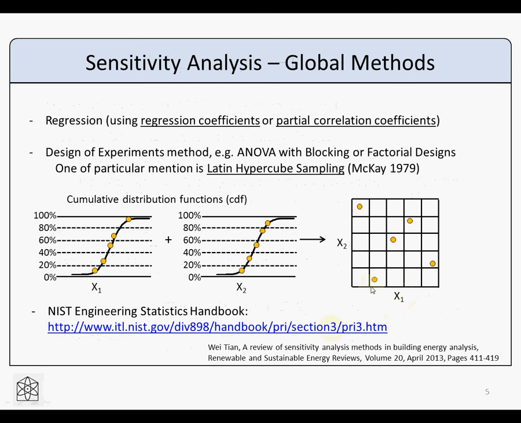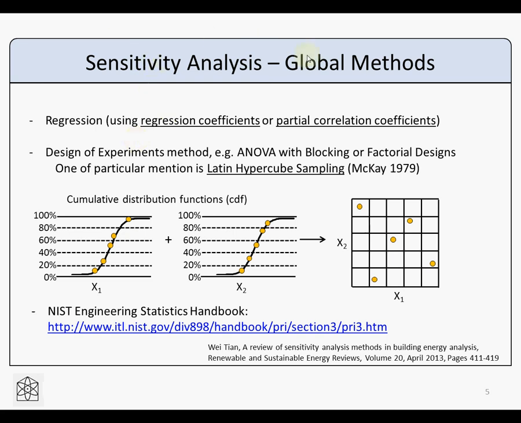There are lots of other global methods out there, and these are really what you'd want to use, although that's beyond the scope of what we expect you to do in this course. One obvious one that people use all the time is just regression. You regress your output, your y value, generally total energy use, on all of your input variables, and you see which ones have the best regression coefficients, which says they're pretty important in the model.